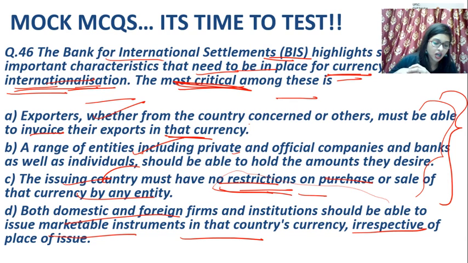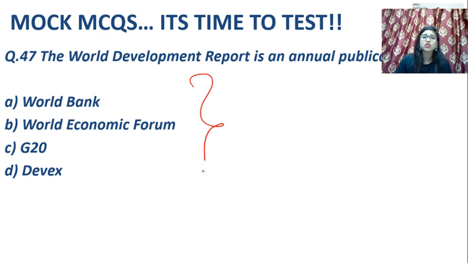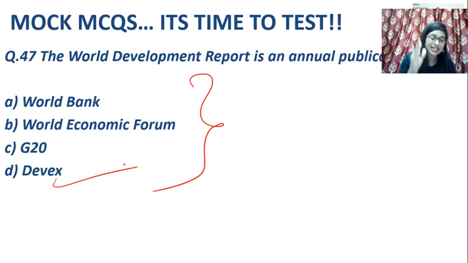Okay. So yes, guys, moving on to the next question: The World Development Report is an annual publication of which of the following? It's a very, very simple question. I know everybody's going to give the right answers. Option A is World Bank, B is World Economic Forum, C is G20, and D is DFX. So yes, quickly give me the right answers, guys. Okay, Avni. Yes, Pihu. Thank you.